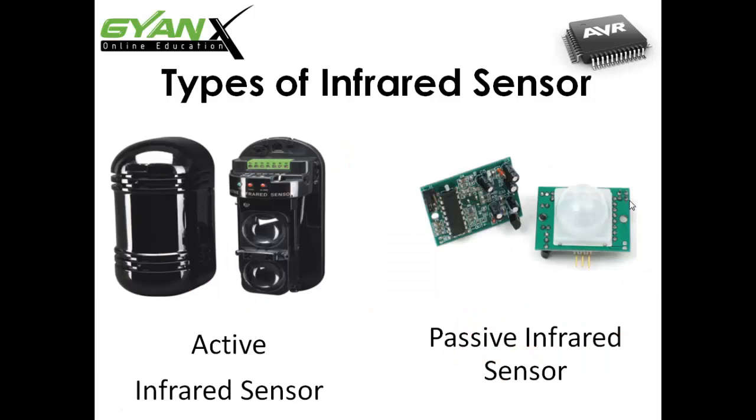There are two types of infrared sensor we have. First is the active infrared sensor and the next is the passive infrared sensor. So let's talk about the digital infrared sensor now.